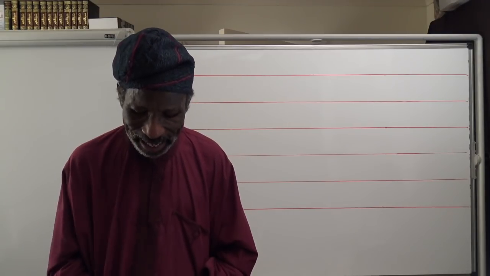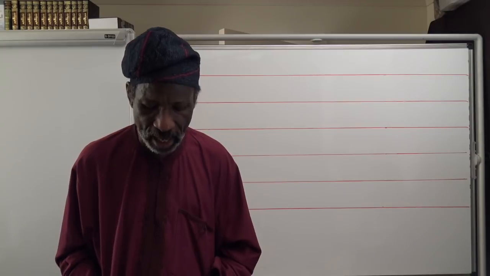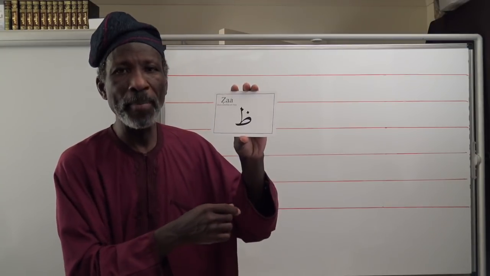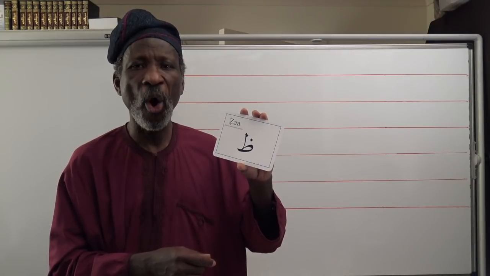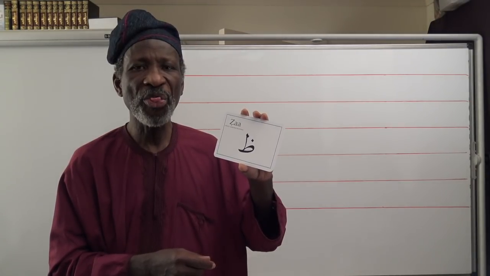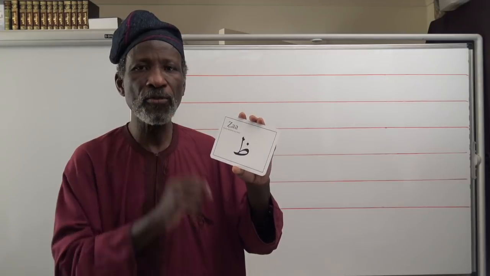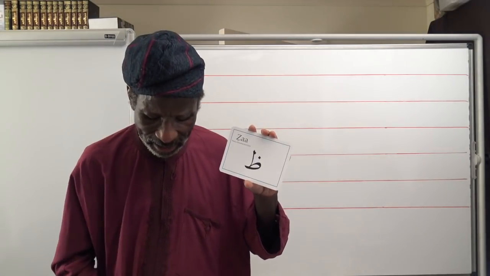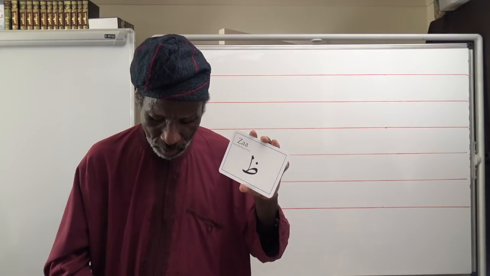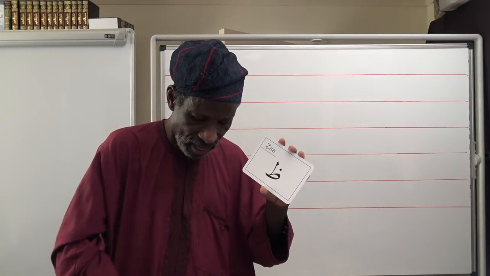Next one is tho, which is in the same family as to. The shape is the same. Now this is tho. Your tongue is rolling forward. Tho. Now let's compare that with, let me just find the vowel.